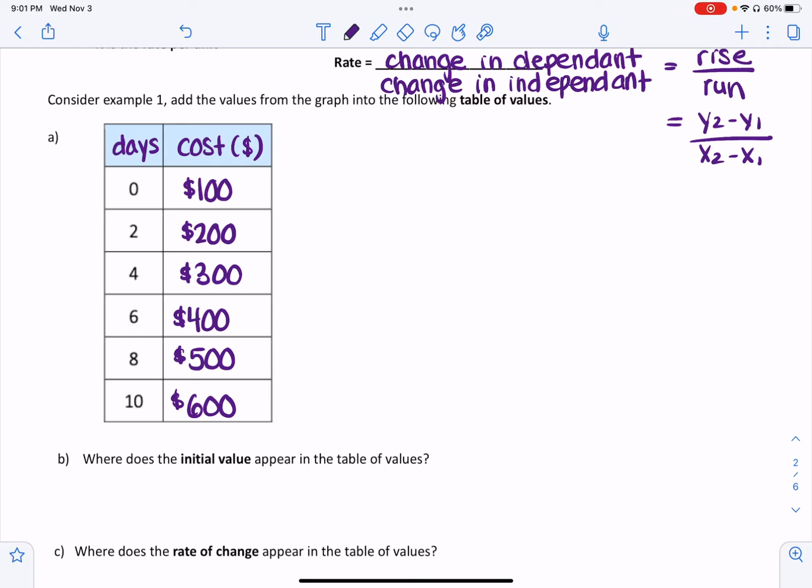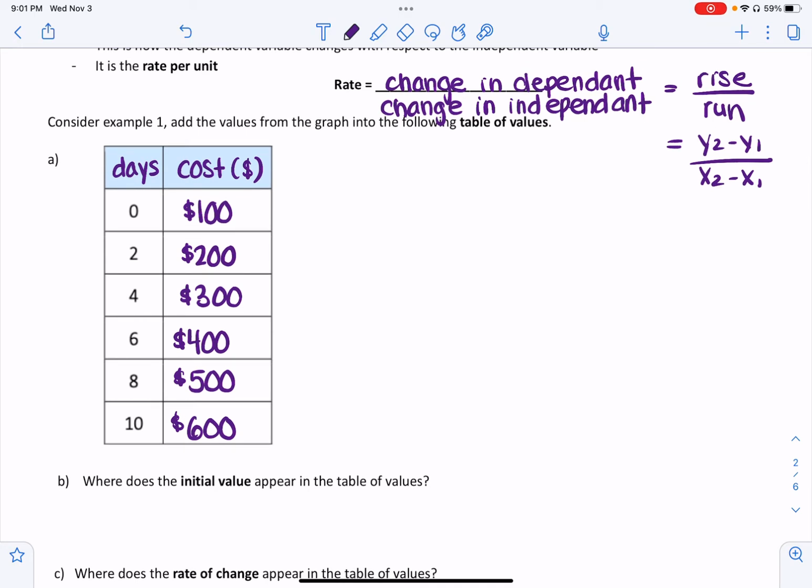Now, usually when we get a table of values, we don't necessarily have the graph to match. This is a good example because we can look at the graph and we can look at our table of values. But sometimes we're just given the table of values. When that happens, we want to be able to still find our slope or our rate of change just from the table of values. To do this, we can just use our lovely formula right here.